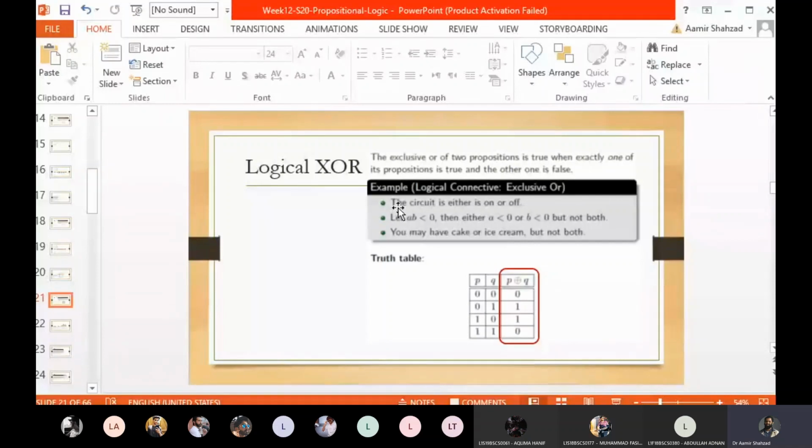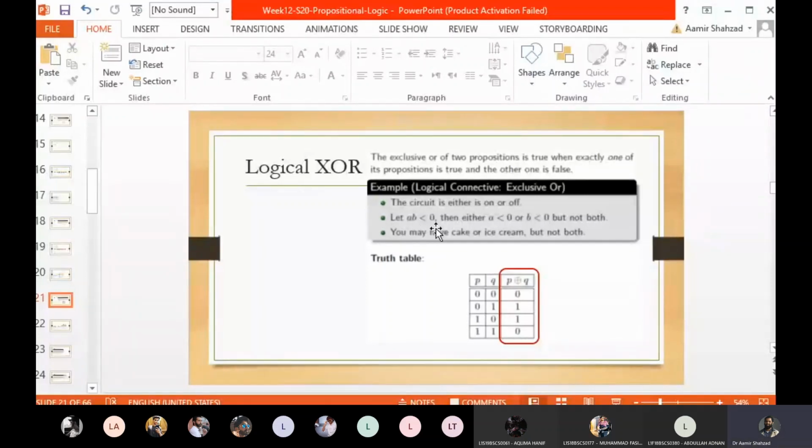For example, the circuit is either on or off. For example, you turn on the light, so it is either on or off. It cannot be in both states. So this is like an exclusive OR operation.